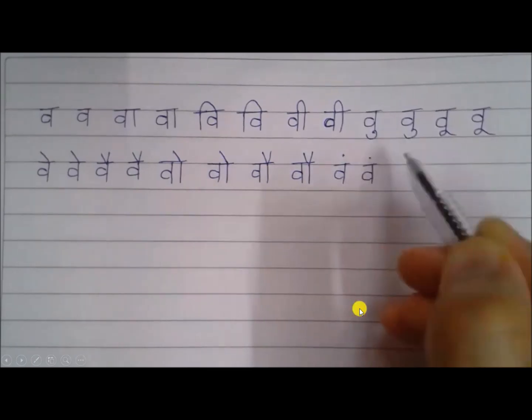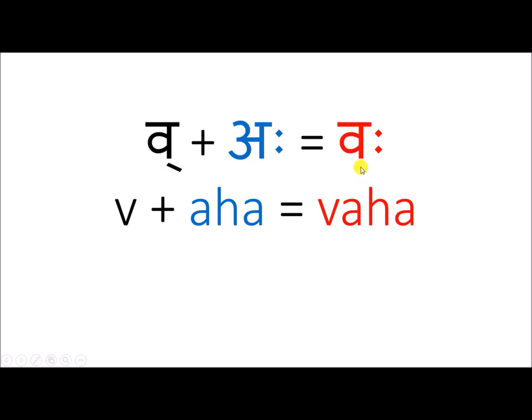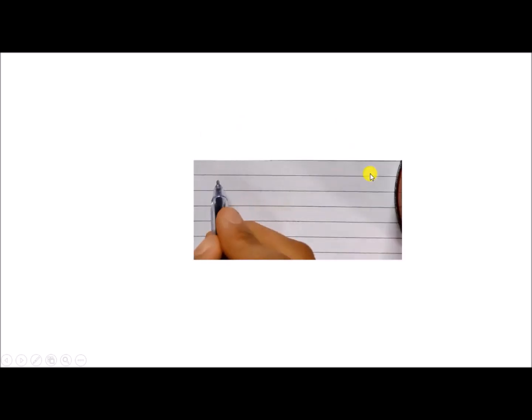Okay, the last sound is vaha, and you get this sound vaha when you add V to aha. V plus aha equal to vaha. And vaha is written like this.